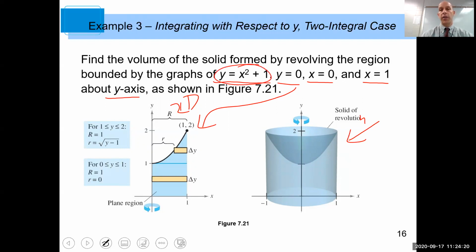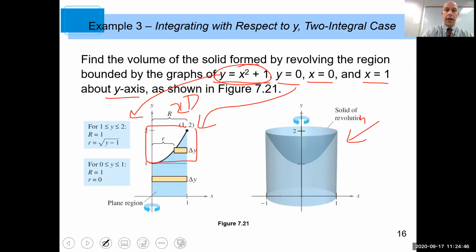let's just focus on this equation. That is a function written in terms of x, the variable x. We need to convert that to a function in terms of y. So you just solve for x, and you'll get x equals the square root of y minus 1. We're going to call that r, and that's going to be our little r when we do just this portion.